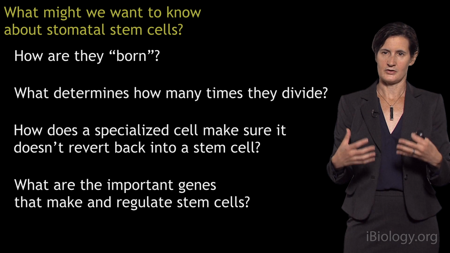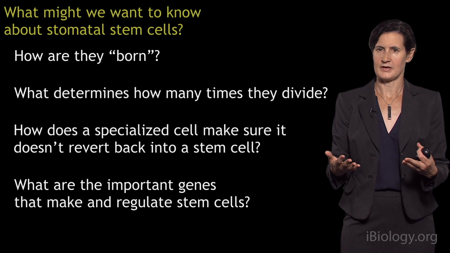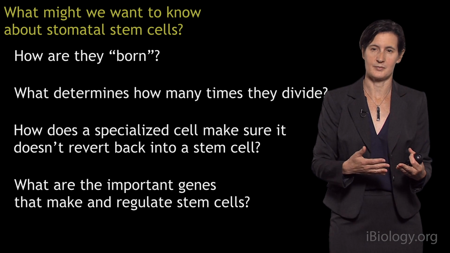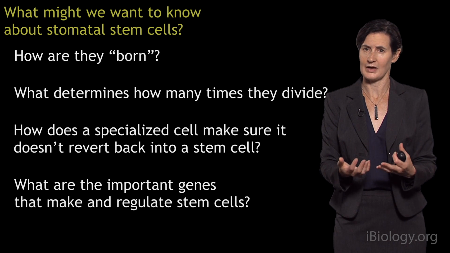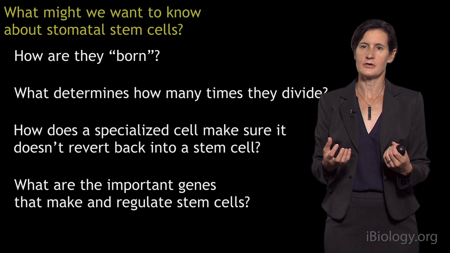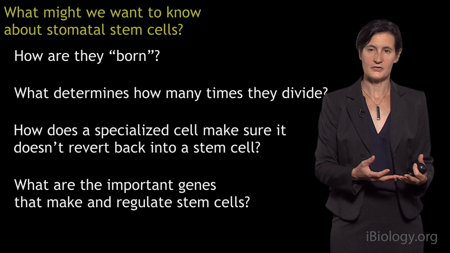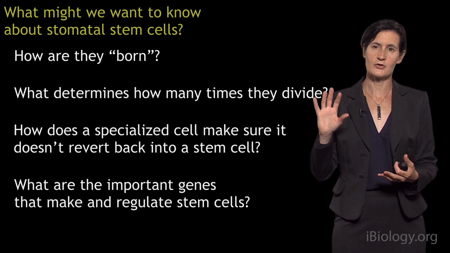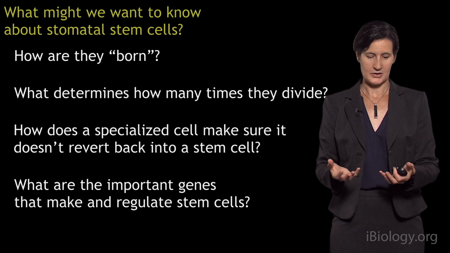So if you've got cells that are doing this, then the next question is, how do you stop doing that? Once you've gone beyond being a stem cell, how do you make sure you never go back and become a stem cell again? Or maybe there's a situation in which you do want to do that, so how would you do that? And then underlying all these big questions are, what are the genes that are in charge of this? So what are the genes that are required to make stem cells, to keep them going, and to stop? And I'm going to cover all of these in this section, focusing on stomata and those precursors that I've shown you.